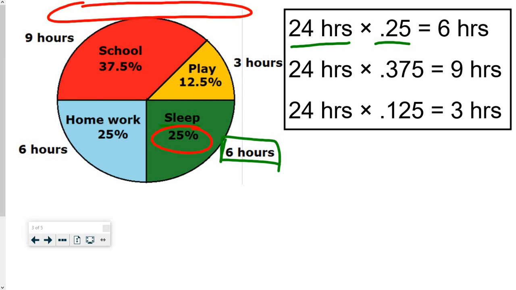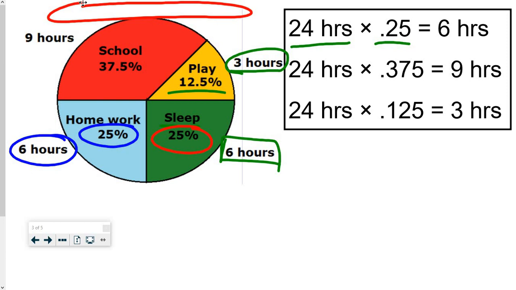Play is 12.5%. 12.5% of 24 equals 3 hours. And of course school, 37.5% of 24 hours is 9 hours a day. That's a lot of school. Then 6 hours of homework, because it's 25%. This kid has a terrible, terrible life. 15 hours in school every day doing schoolwork. So again, 25% of 24 hours is 6 hours.